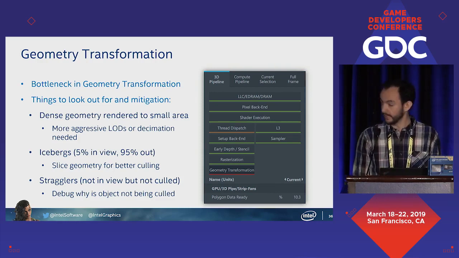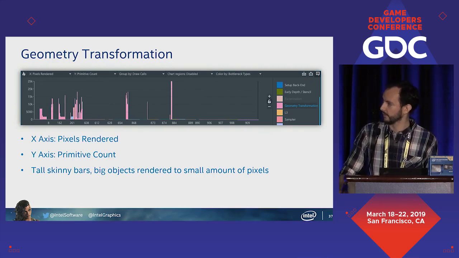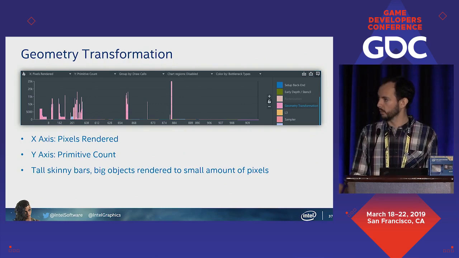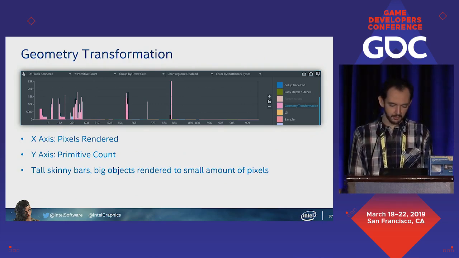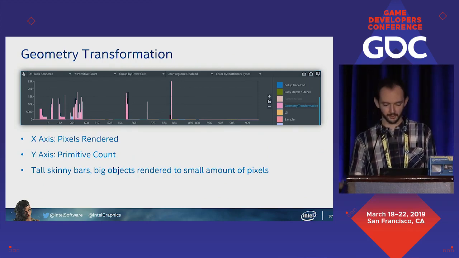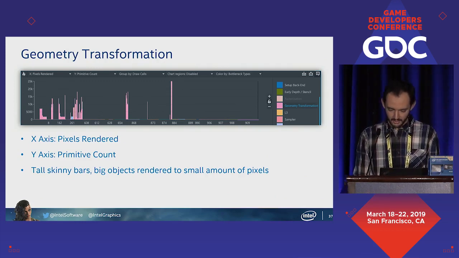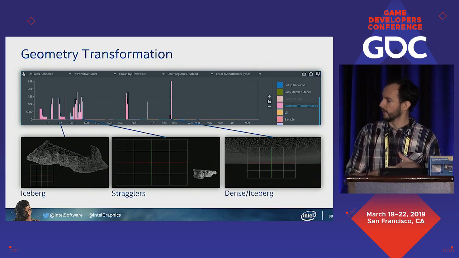So once I have this little recipe, I also have another cool little use of the bar graph. The X and the Y axis can be scaled, like I said, to a bunch of different features, a bunch of different metrics. And one cool way to validate this geometry transformation bound is that if we set the X-axis to pixels rendered and the Y-axis to primitive count, then we can see that the thinner the bar, the fewer pixels we rendered to, and the higher the bar, the higher the primitive count. So tall skinny bars are big objects that render to a small amount of pixels. And in this way, like we see here, we can figure out some of these things.